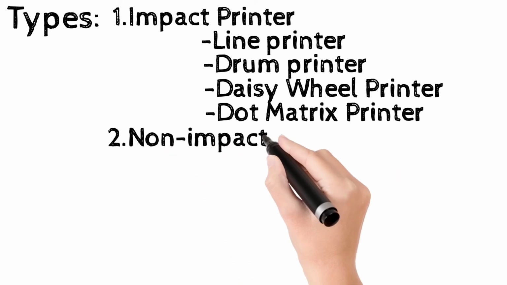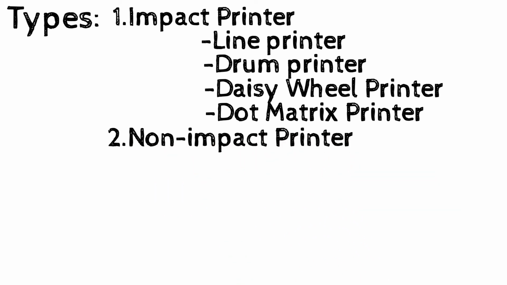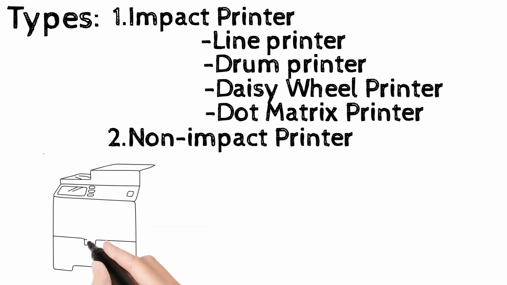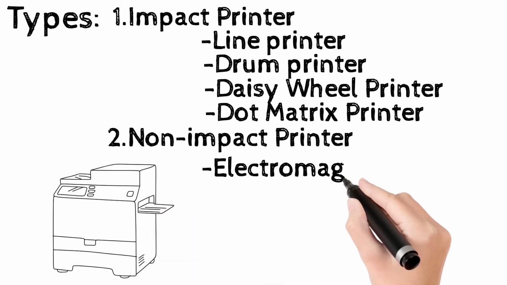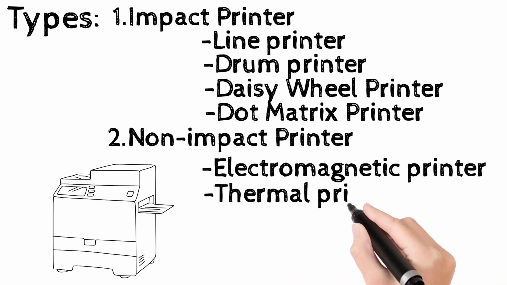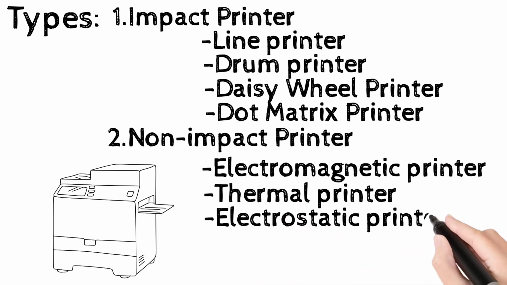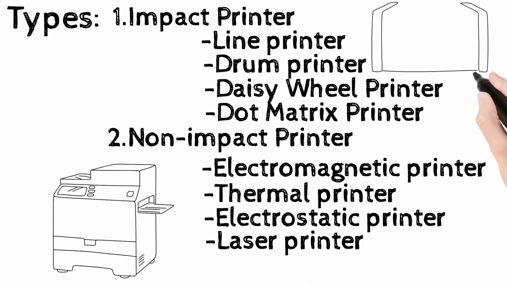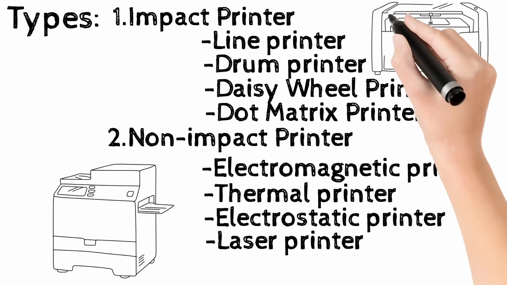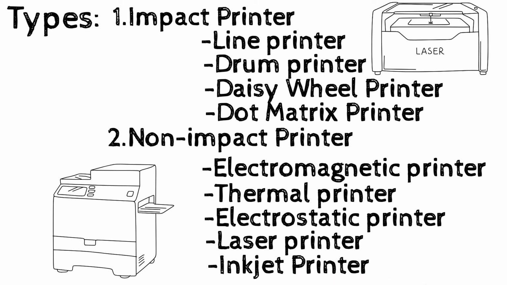The second type is non-impact printer. Non-impact printers are much quieter than impact printers as their printing heads do not strike the paper. Most non-impact printers produce dot matrix patterns. There is no mechanical contact between the paper and the print head. Some of the non-impact printers are electromagnetic printer, thermal printer, electrostatic printer, laser printer, and inkjet printer. They can be used for printing text and graphics both in black and white and in color.